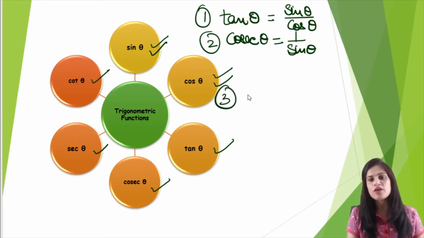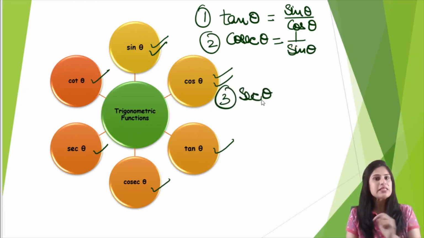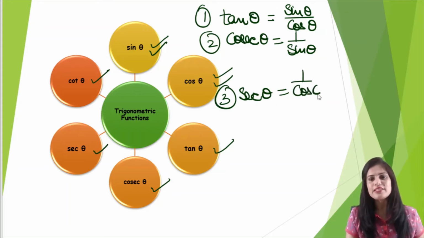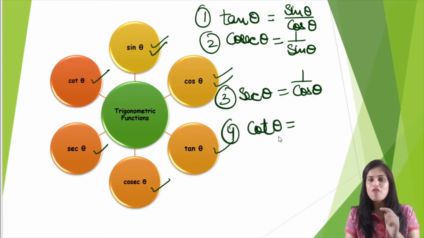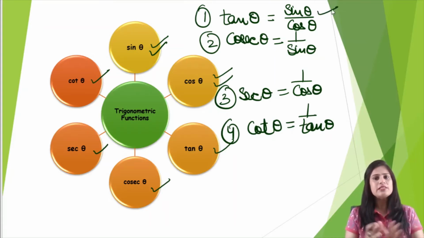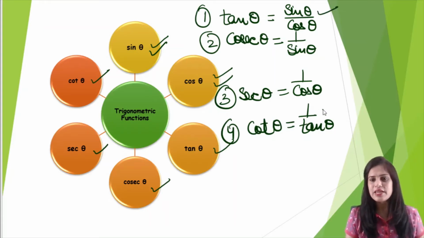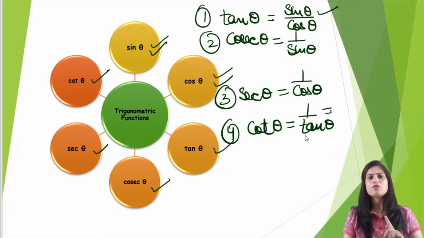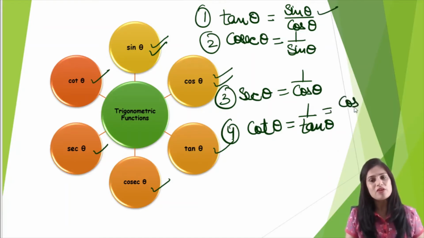Now the next one is sec theta, meaning secant theta. And can you guess? It is the reciprocal of, yes, you are correct, cos theta. So we can write 1 by cos theta. And the last one is cotangent, or cot theta. It is basically the reciprocal of tangent theta, meaning 1 by tangent theta. And what was tangent theta? It was sine theta by cos theta. So we can say that cot theta is the reciprocal of tan theta, meaning cos theta upon, yes, sine theta.